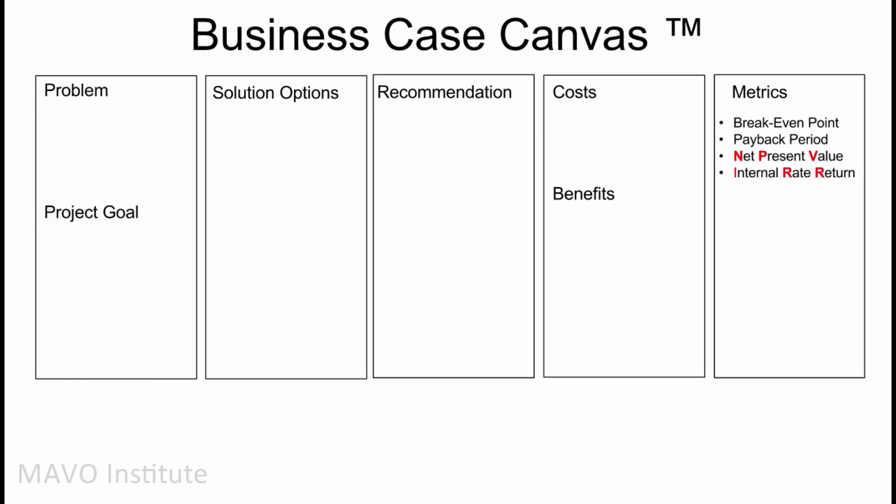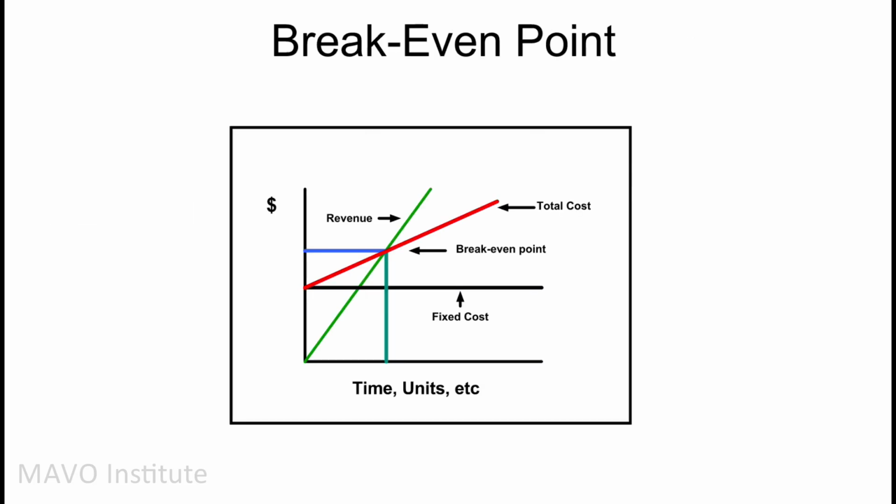Fifth, this section includes metrics that help to prioritize the project compared to alternative projects. For example, include the break-even point, which is the sales amount that is required to cover the total cost. It's measured in revenue currency or product units. Profit at break-even point is 0.